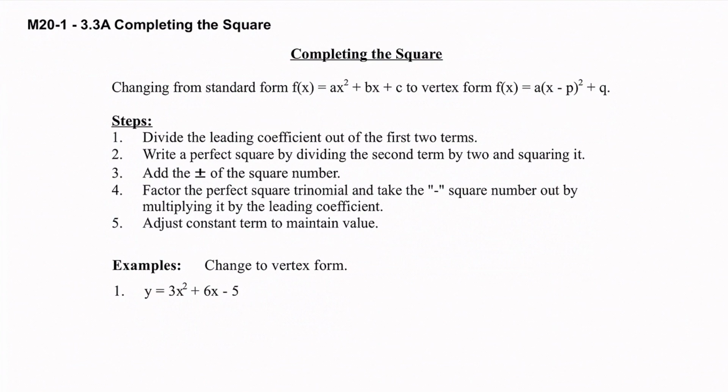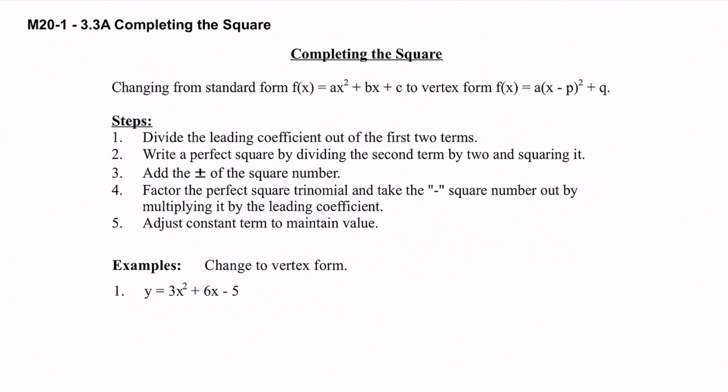The reason we might want to do something like this is because this vertex form was a lot more useful to us. We could find the vertex, which could give us the max or the min. It could tell us the axis of symmetry, it could help us with the range. It was just a lot more useful than the standard form. So these are going to be our steps.